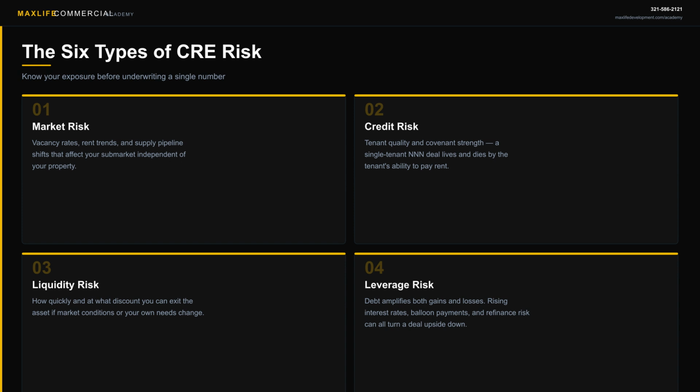Leverage risk is about your debt. When you finance a deal, you're amplifying your returns in both directions. A 10% drop in value on an unlevered deal costs you 10%. On a 70% LTV deal, the same price drop could wipe out a third of your equity. The remaining 2 types, operational risk, which includes management, capex, and lease-up execution, and regulatory or environmental risk, including zoning changes, entitlement delays, and Phase 1 findings, round out the picture. A disciplined investor maps all 6 before touching the spreadsheet.